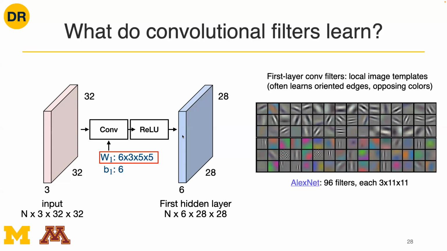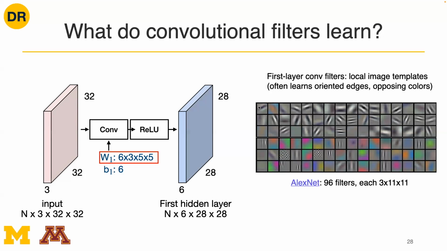So in other words, you have your 96 filters here. Each one is 3 by 11 by 11. The channel of 3 is the color, and then the 11 by 11 is the height and the width that you see on the screen for these filters.